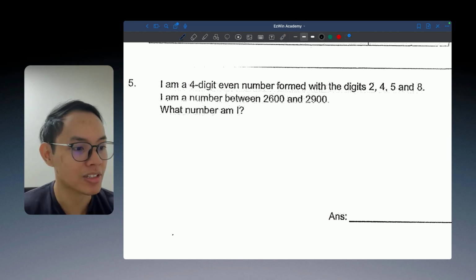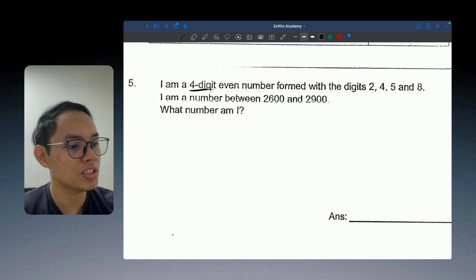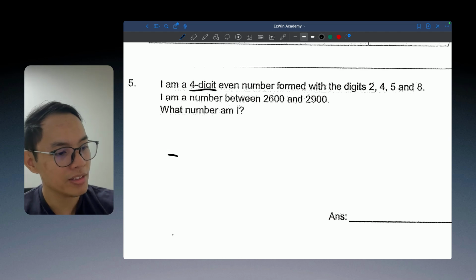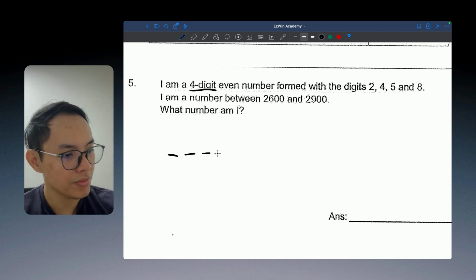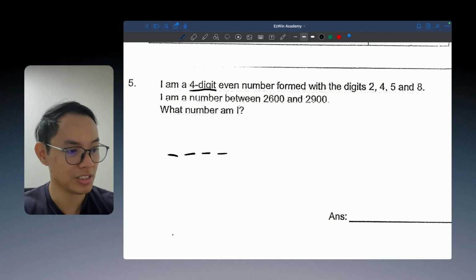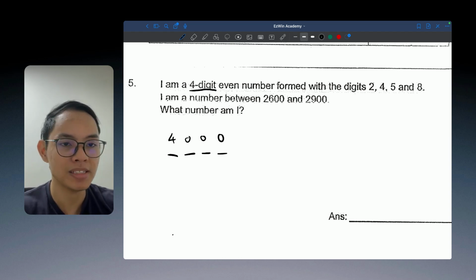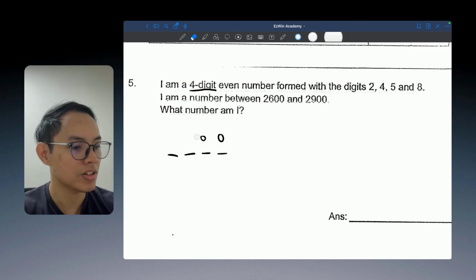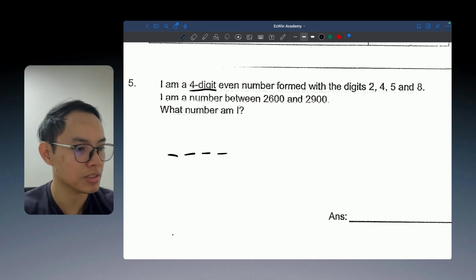There's a couple of things. Number one, it says here 4-digit. What does 4-digit mean? 4-digit means you have 1, 2, 3, 4, so you have 4 digits. It can be, for example, 1,000, or it can be 4,000. So 4 digits is basically you have 4 numbers, and usually in the thousands place as well. Okay, so let's ignore this first.